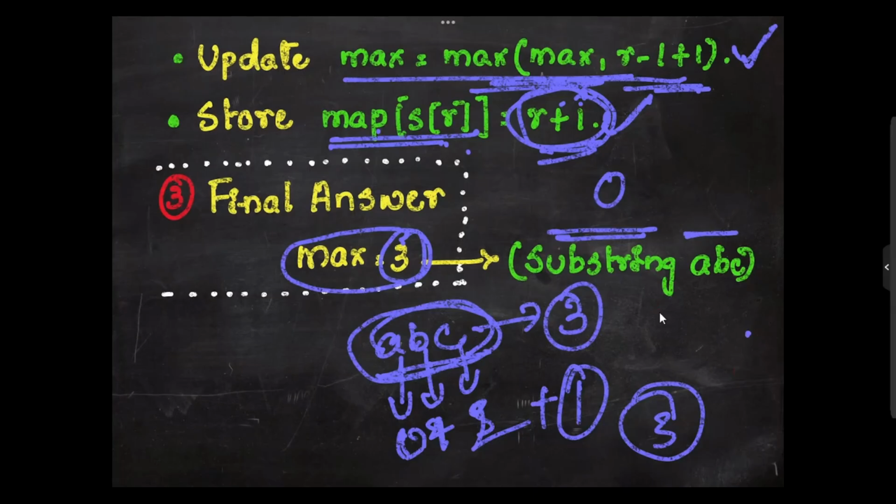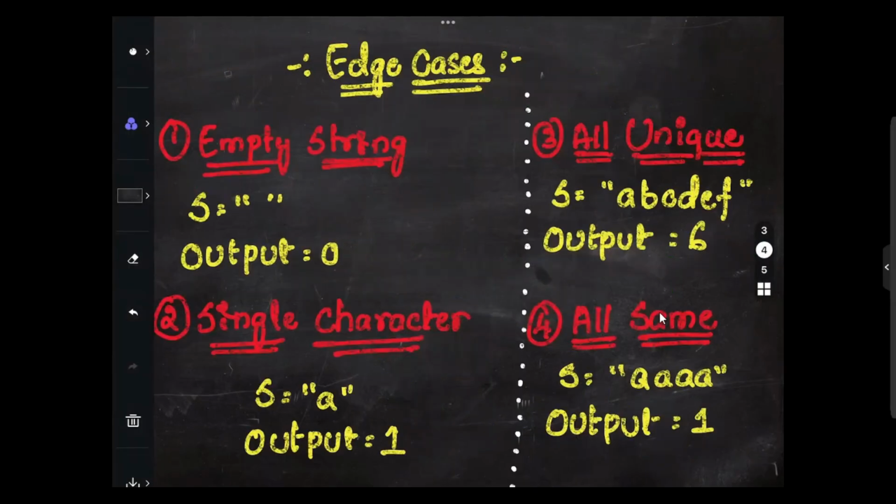So now we are familiar with the approach. Let's discuss the edge cases one by one. The first edge case is the empty string. We have considered an empty string here, and the output is 0. Why is the output 0? Because no characters are present, so the longest substring is 0 itself. So the output will be 0.